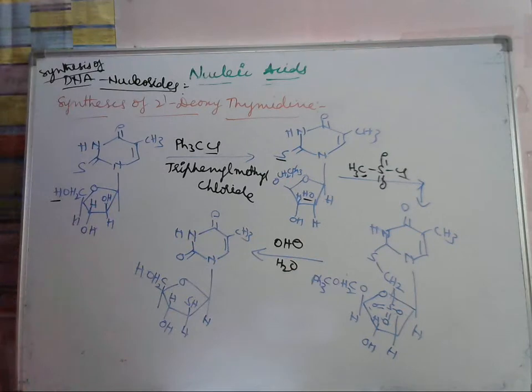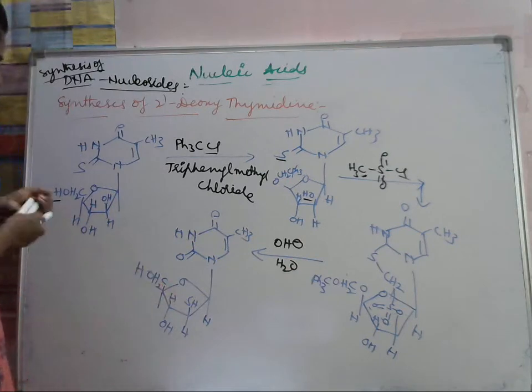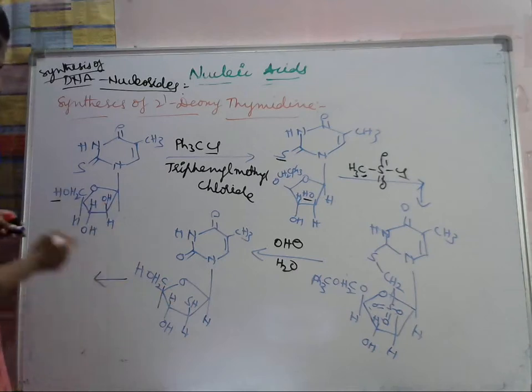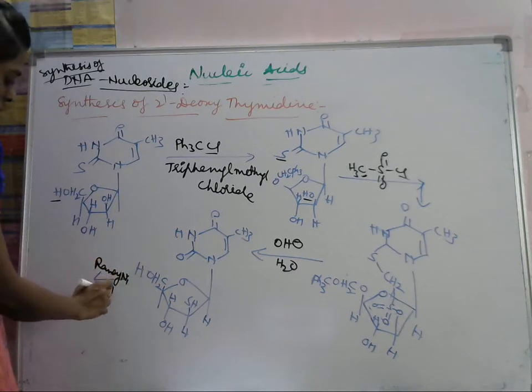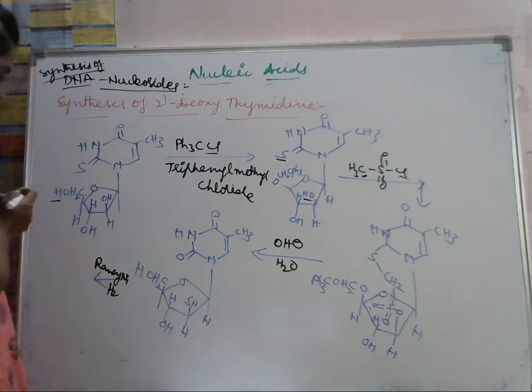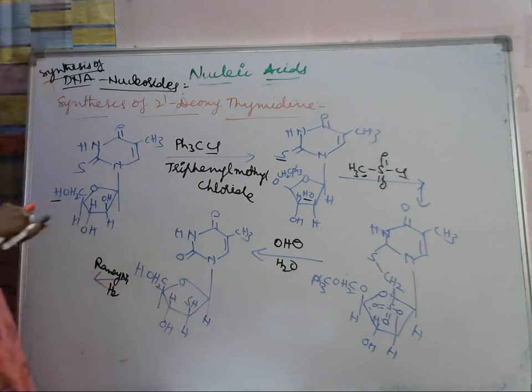Okay. So next we have to remove this SH. Okay, we have to remove. If it is treated with Raney nickel, we have to do the hydrogenation. So then what will happen? This SH will be removed and H will be present. Okay.